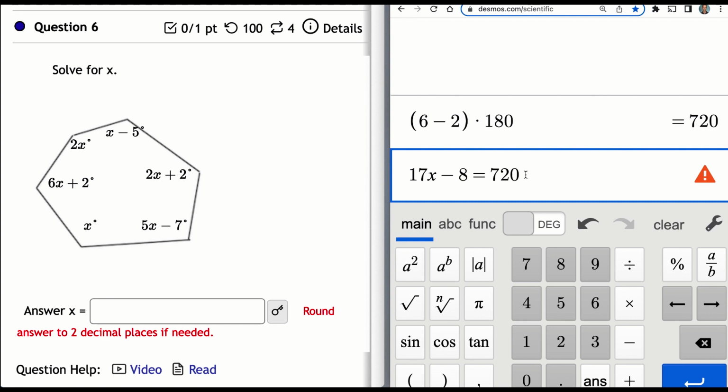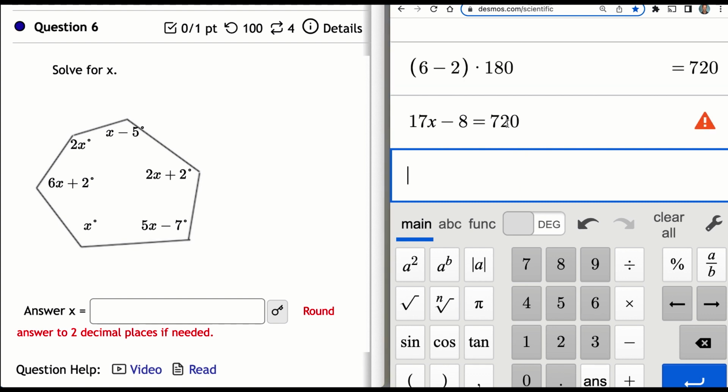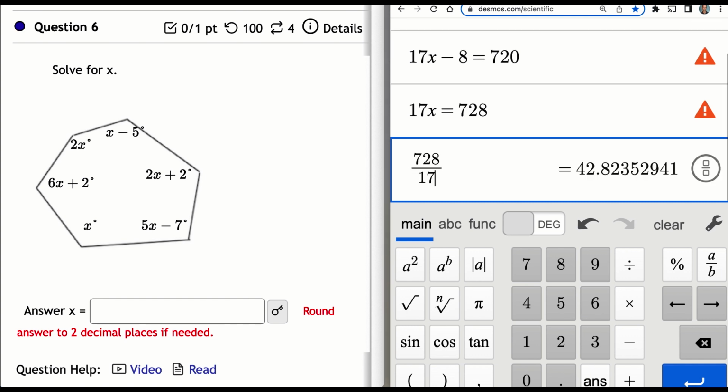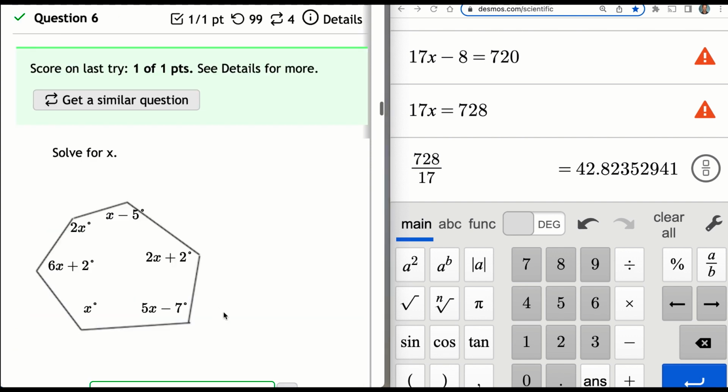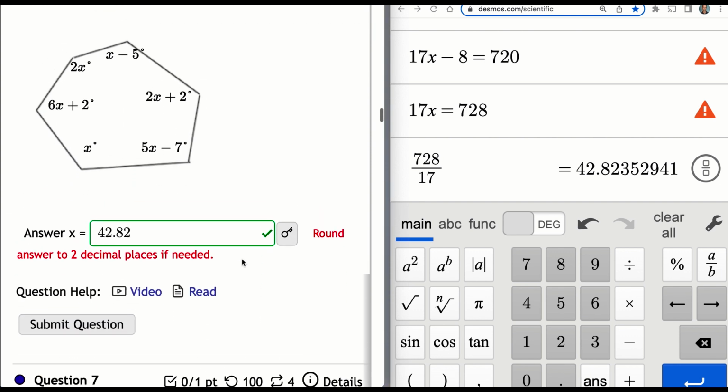Now as you solve this with algebra, just use your normal solving skills. I would add 8 to 720. So then I would have 17x equals 728. And then lastly, I would divide by 17. So 728 divided by 17 is going to help me find my answer. That would be 42.82. I'm just going to round it like this, and the 82 stays a 2 because there's a 3 next to it, and it stays then 42.82. So I'm going to copy and paste that in here. And hopefully that will turn green as you solve problems like this.